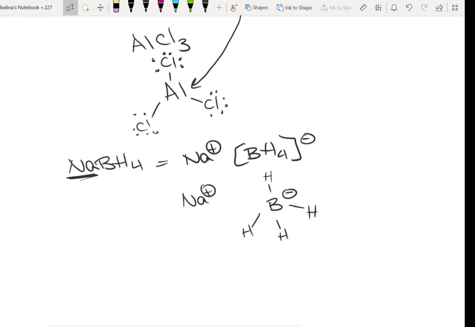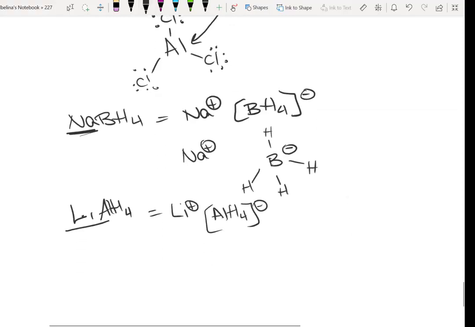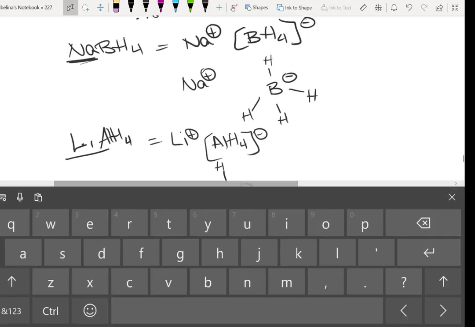And then another common reagent, lithium aluminum hydride. You have a metal, so you have an ionic bond. Oh, there's an L missing there. There's your anion. The formal charge, to give you that overall charge, is going to be on aluminum. So that's group 3, boron and aluminum.